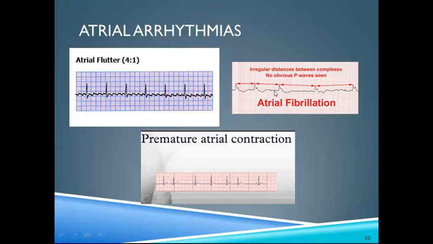There is no distinct increase in the baseline. You will also see that there is an irregular distance in between the QRS complexes within atrial fibrillation. Premature atrial contractions is where there is an abnormal distance between the QRS complexes. As you can see here, there is a shorter distance versus this longer distance in between the QRS complexes.